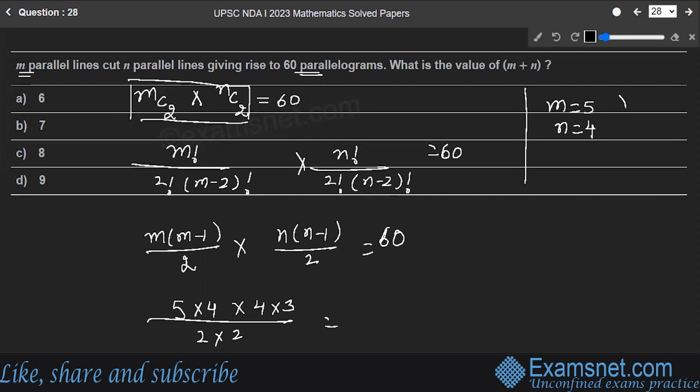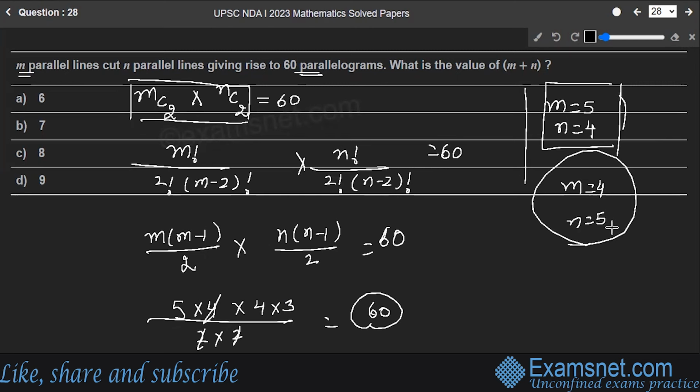I'm just checking how much it comes. This comes out to be 60. That means this is true: m is equal to 5 and n is equal to 4. This is the correct one. Or you can say m is equal to 4 and n is equal to 5. Either one can be there, and there is no hard and fast rule for this. We just have to find the sum of them. In either case, the sum comes out to be 9. So we have option D as the correct answer.